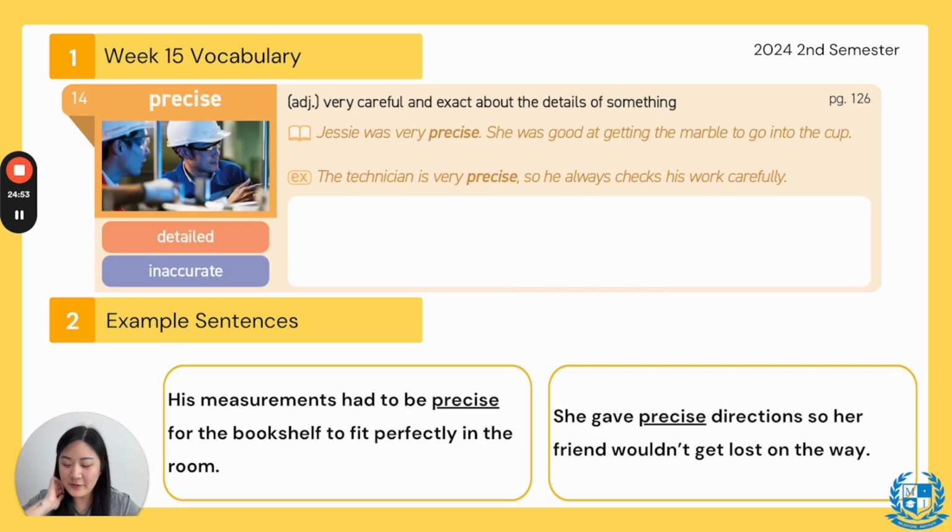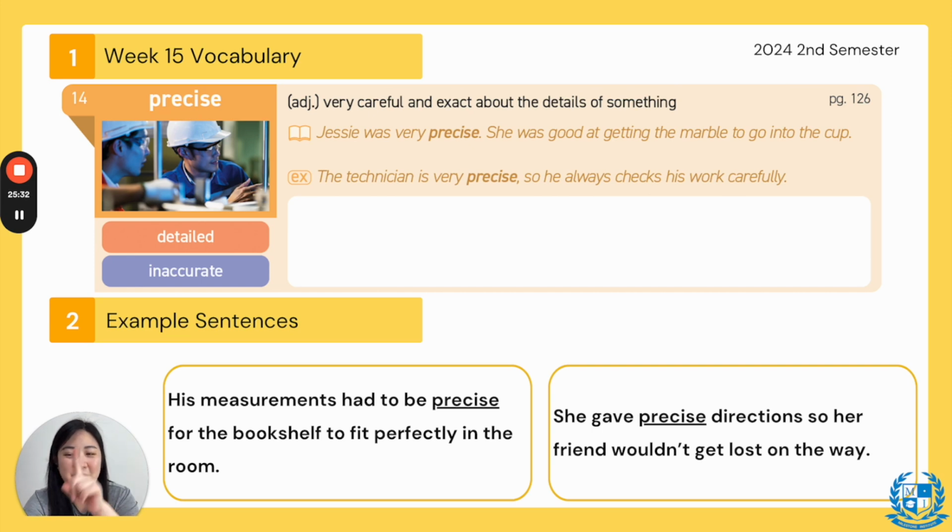Number 14, everyone say precise. Precise. The synonym is detailed and the antonym is inaccurate. It's an adjective and it means very careful and exact about the details of something, meaning you're very meticulous. That's another hard word, but you're very careful to be 100% correct. In our book, it says, Jessie was very precise. She was good at getting the marble to go into the cup. So precise meaning she was very careful about all of the details.